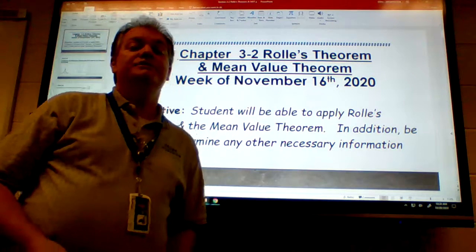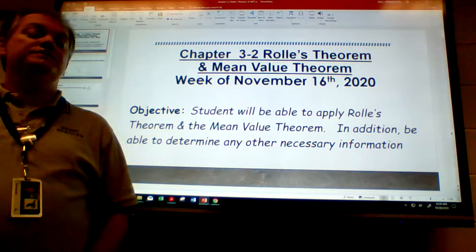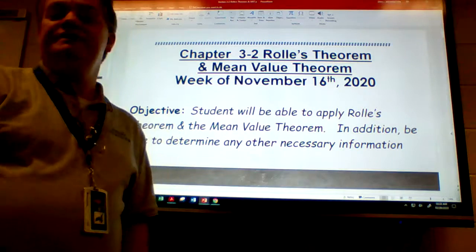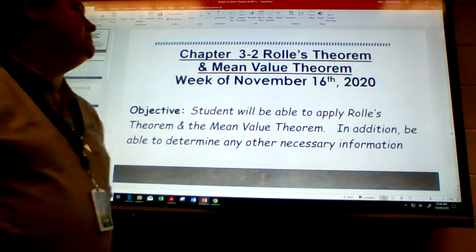Okay, today we're going to talk about Chapter 3, Section 2, and we're also going to delve into Section 3.5 as well. We're going to talk about Rolle's theorem and the use of the mean value theorem.